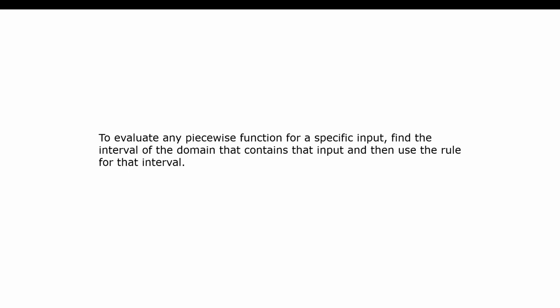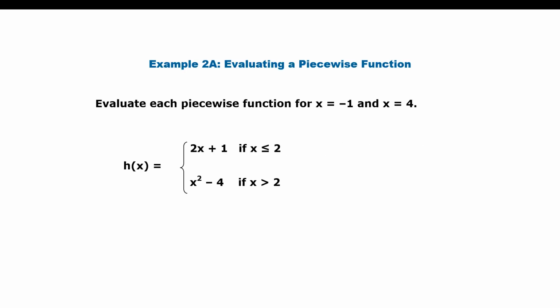To evaluate any piecewise function for a specific input, find the interval of the domain that contains that input and then use the rule for that interval. You'll see that this is quite simple. For example, evaluate each piecewise function for x equals -1 and x equals 4.